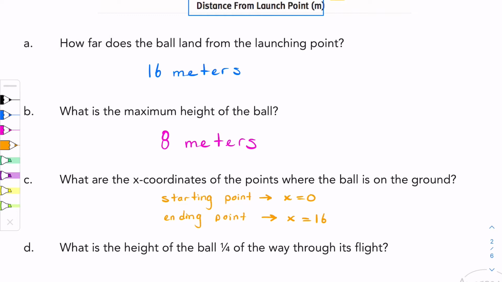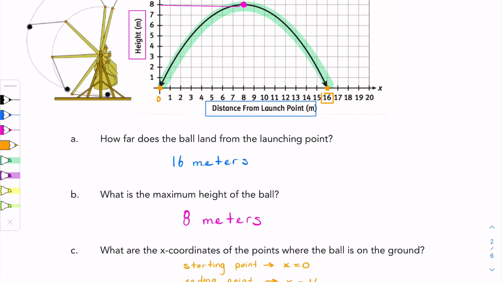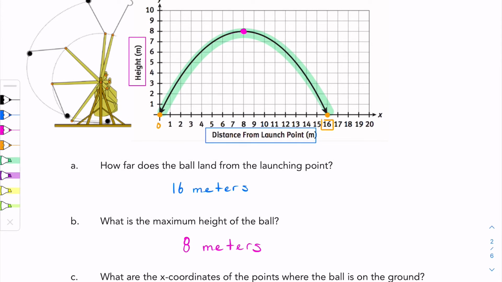What is the maximum height of the ball 1/4 of the way through its flight? So a quarter of the way through its flight. All right, we know the entire flight happens between 0 and 16. We know that half of the way through the flight must occur at 8. So I'm going to use this graph, I'm just going to label it. Halfway through the flight would be the vertex. So a quarter of the way through the flight would occur at 4 meters from its starting point.